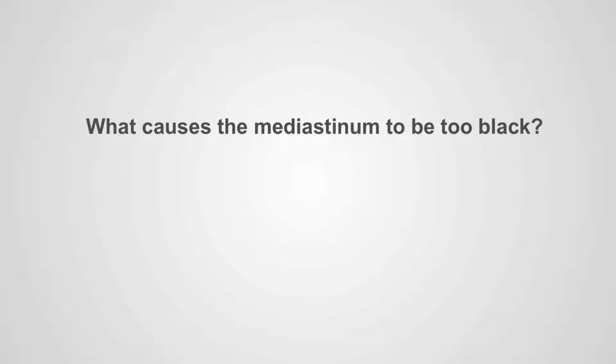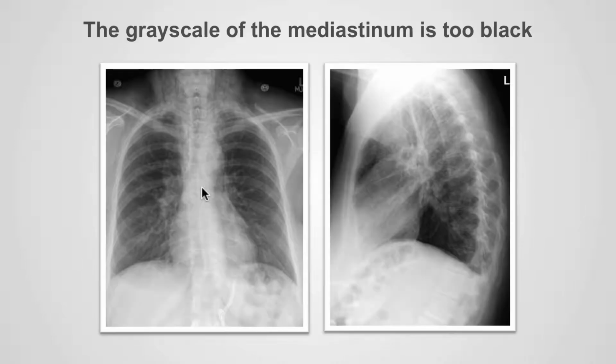What causes the mediastinum to be too black? Air and hiatus hernia. In this example, we can see some linear black streaky areas within the lower neck, as well as adjacent to the aortic arch and descending aorta. On the lateral, we can see some streaky linear densities within the anterior mediastinum. This is an example of pneumomediastinum, and this should not be mistaken for pneumothorax.